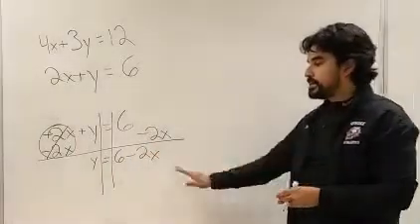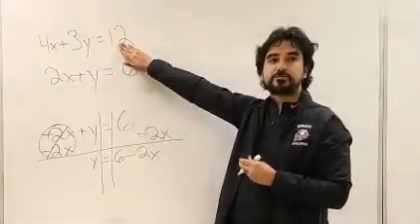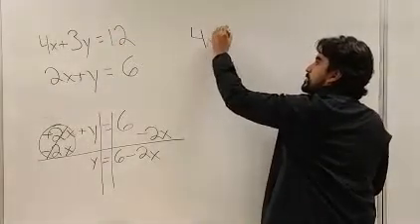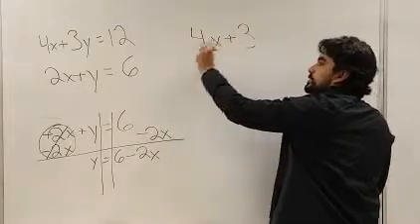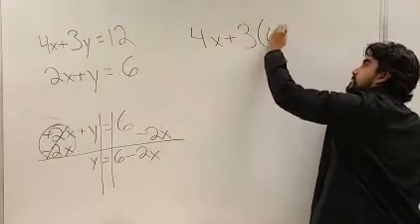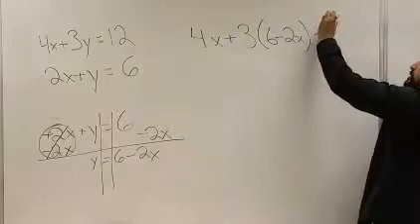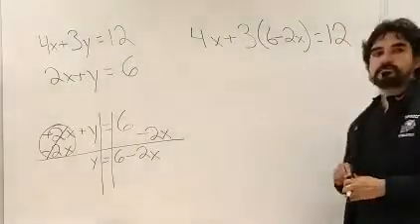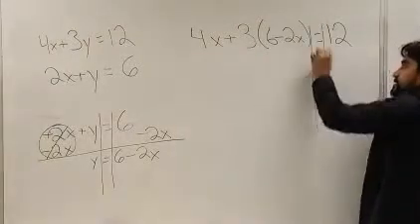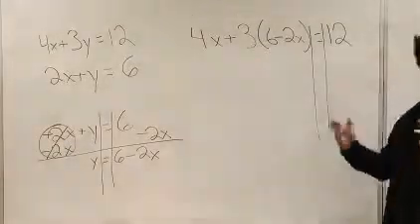Next, now that I have y isolated, I can substitute this equation into my first equation. So we're going to write 4x plus 3, but instead of y, we're going to substitute 6 minus 2x, equals 12. Now, we're going to go ahead and draw our lines. And now that I have my left side and my right side, let's get started.